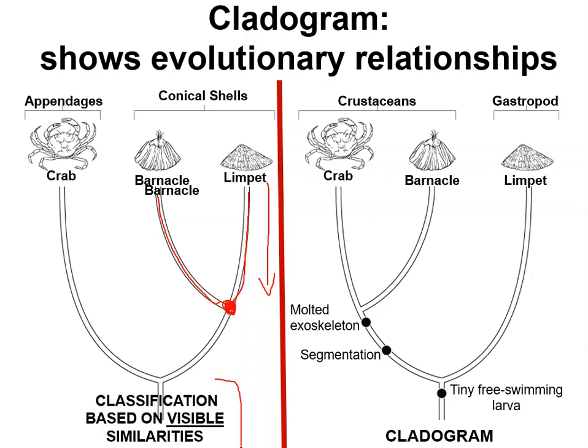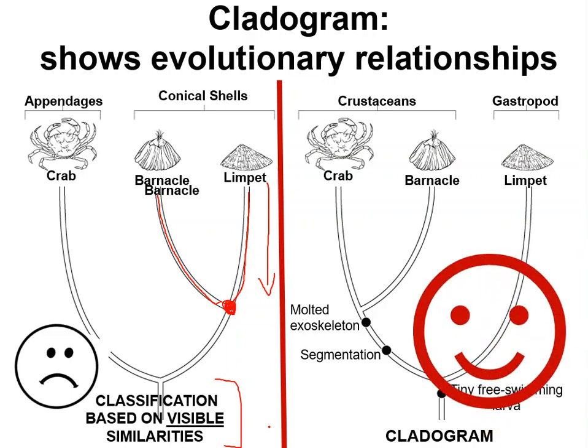This is based off of visible similarities, and this is actually wrong. We didn't realize this until after we sequenced the genomes for these. What we did is we realized that after we sequenced these, the barnacle and the crab actually have the more recent common ancestor with each other because these are crustaceans. The limpet is a gastropod, which is an earlier off branch of the organisms in this cladogram. And again, you wouldn't know this unless you sequenced DNA.